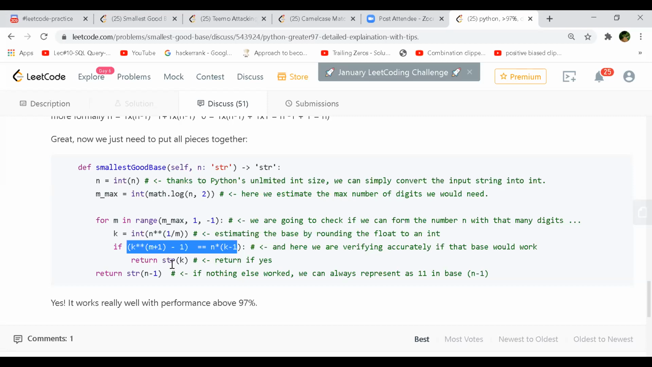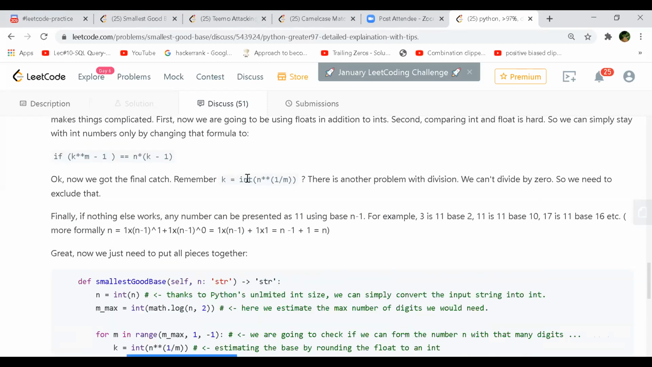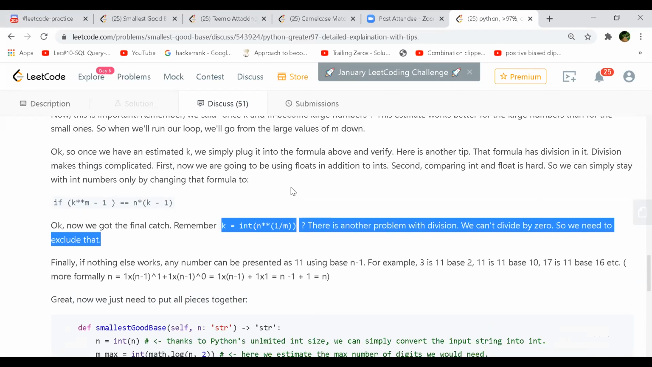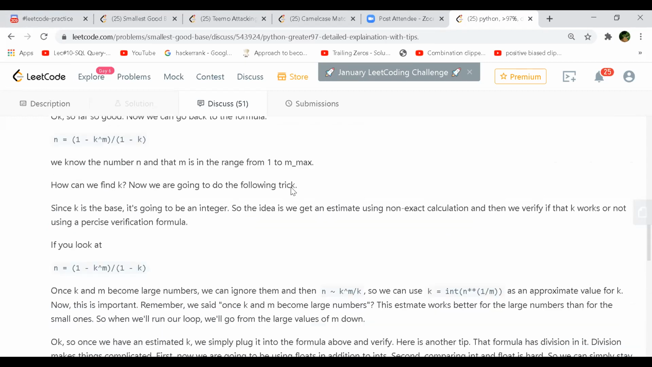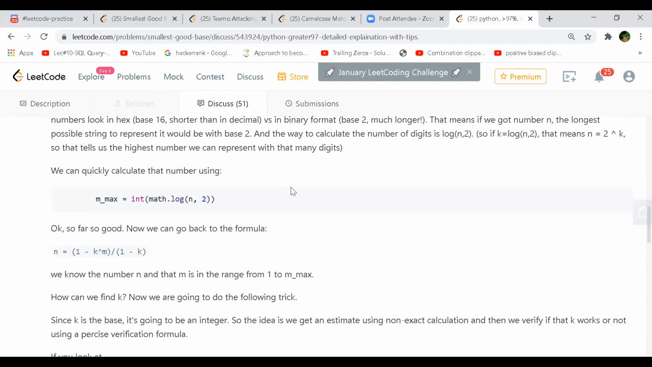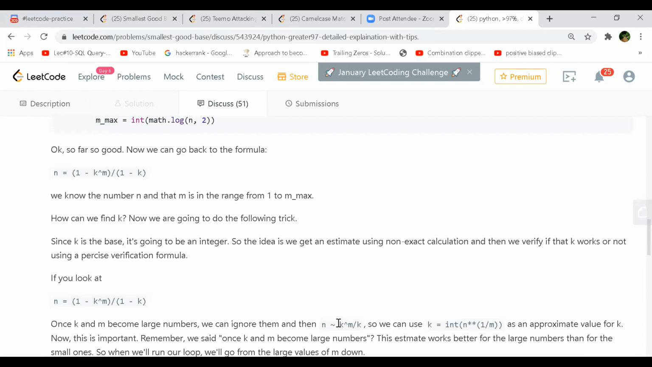No, no, can you go up? Oh, sure, sure. Tell me where. From here it is decreasing. What is it? No, no, one minute. Somewhat go up. More? Yeah, here. Okay, k and m become large numbers. Oh, here he is approximating that part.